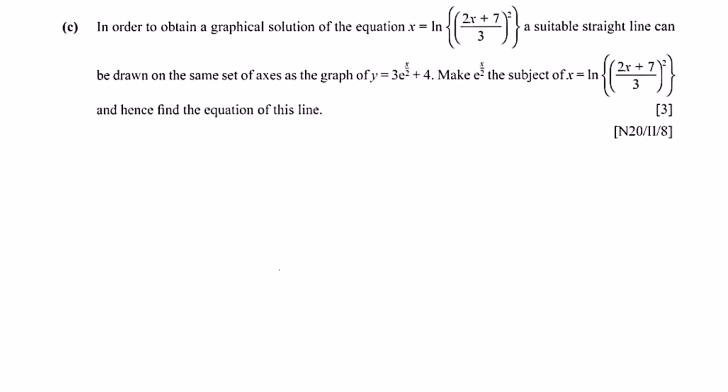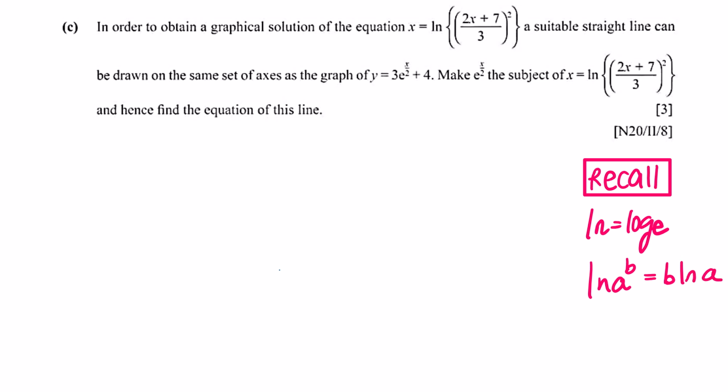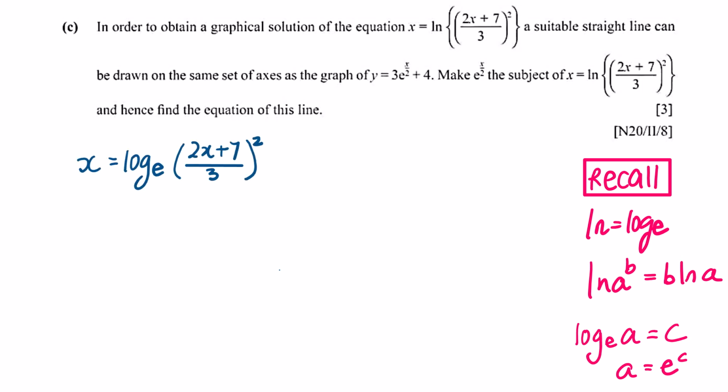All right, so let's do some recap. ln is actually log base e, and we also need to use the power law, and also need to learn how to convert from logarithmic form to index form. So let's look at what we're given. This equation is similar to our x squared minus 6x plus 5 equals 0. We need to split it into two equations.